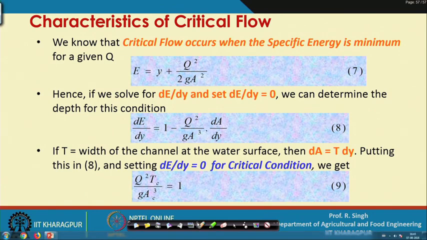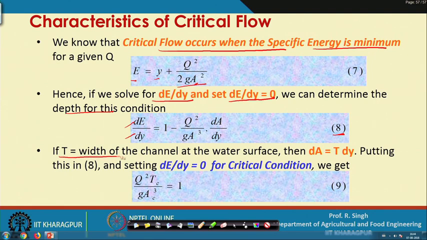And if we see the characteristics of critical flow, critical flow occurs when the specific energy is minimum, we know that. So, for a given q, we know that E equals y plus q square by 2 g A square. So, if we set dE by dy equal to 0, then we can determine the depth for this condition, that is for the critical flow condition. If we do that, dE by dy, so this is 1, and of course, we have already said that A is a function of y. So, that is why we are also differentiating with respect to A. If we do that, we get q square by g A cube dA by dy, that is equation number 8.